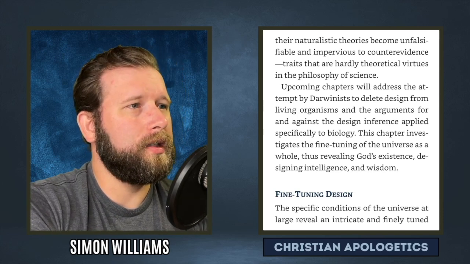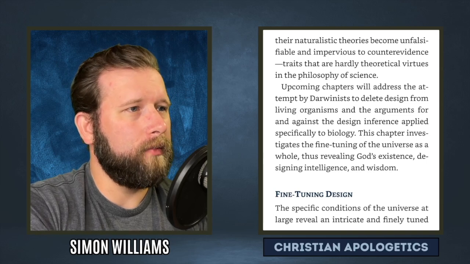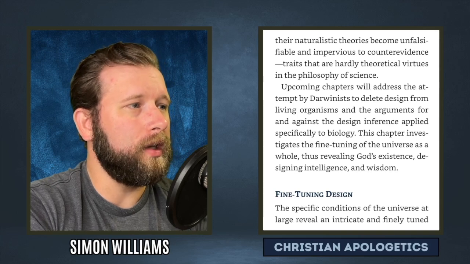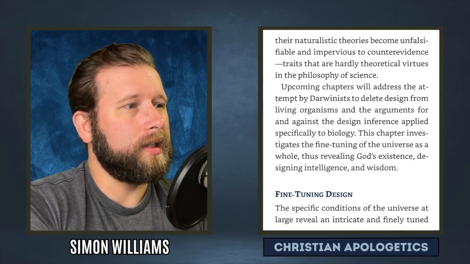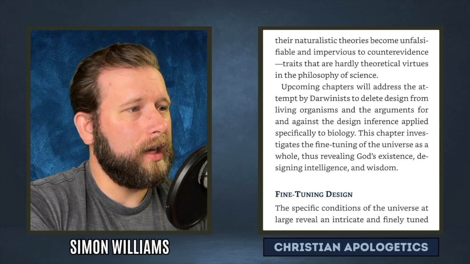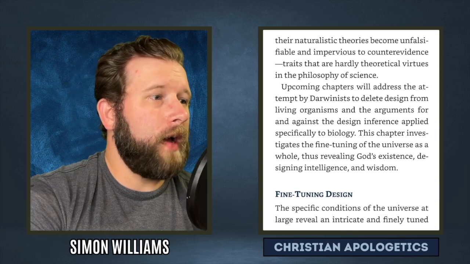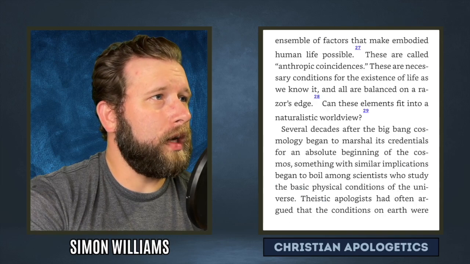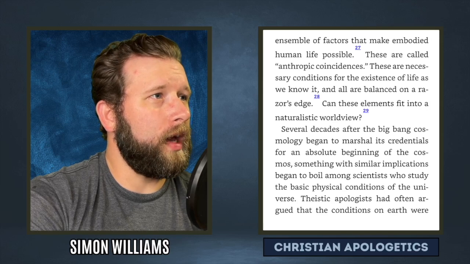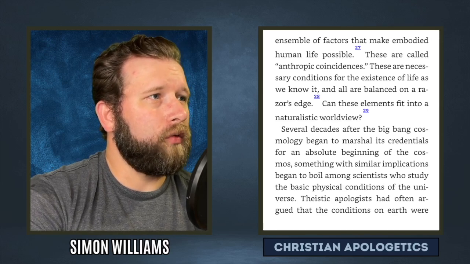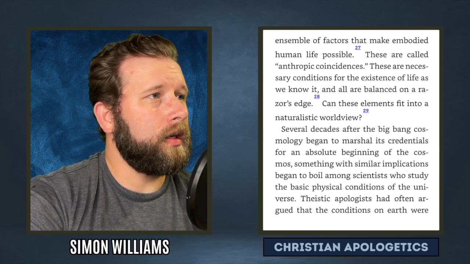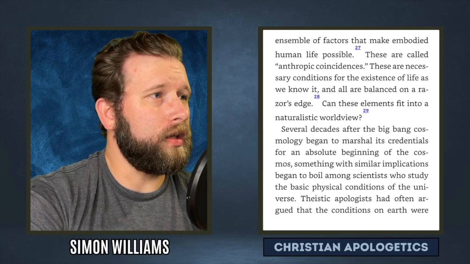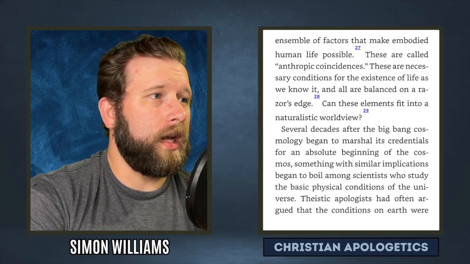Upcoming chapters will address the attempt by Darwinists to delete design from living organisms and the arguments for and against the design inference applied specifically to biology. This chapter investigates the fine-tuning of the universe as a whole, thus revealing God's existence, designing intelligence, and wisdom. Fine-tuning design. The specific conditions of the universe at large reveal an intricate and finely tuned ensemble of factors that make embodied human life possible. These are called anthropic coincidences. These are necessary conditions for the existence of life as we know it, and all are balanced on a razor's edge. Can these elements fit into a naturalistic worldview?